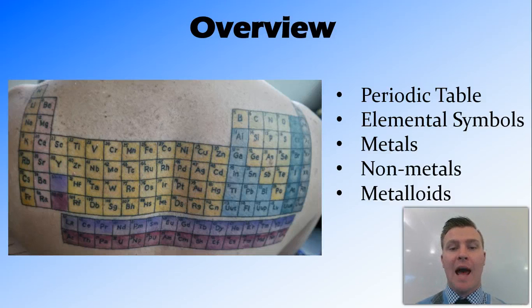In this video, we've looked at the periodic table, which groups the elements based on their properties. We've looked at the elemental symbols, which are either one or two letters, the first letter being a capital, which symbolize each one of the elements. We've looked at metals, which make up most of the periodic table, which are lustrous, solid, ductile, and malleable. And we've looked at nonmetals, which are dull, brittle, and insulators of heat and electricity. And we've looked at metalloids, which have characteristics from both the nonmetals and the metals.